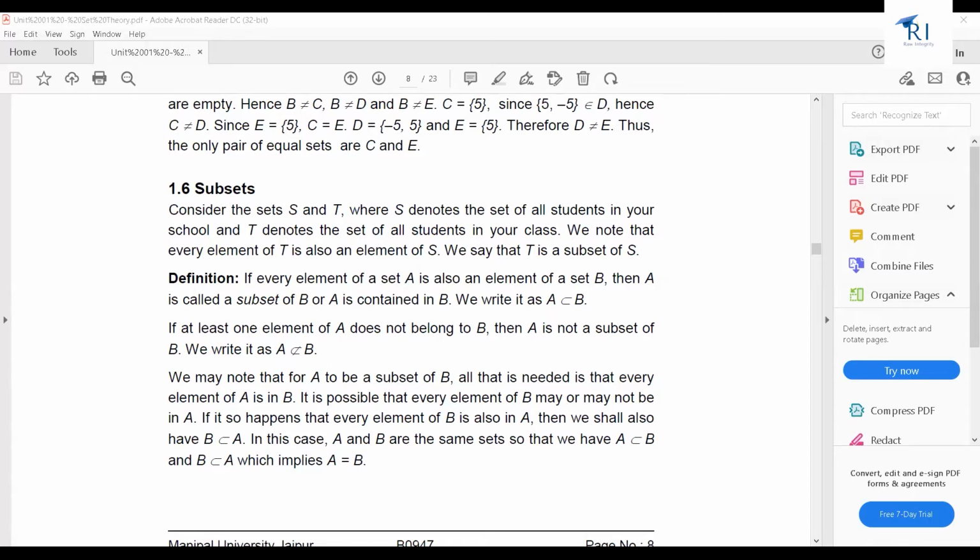Like here, we have set A as 1, 2, 3, and set B as 1, 2, 3, 4. We see set A has only 1, 2, 3, while set B goes till 4. So we say set A is a proper subset of set B. A proper subset should not have the same elements as set B. In a proper subset we need at least one element that's not present in set A, then we call it a proper subset.